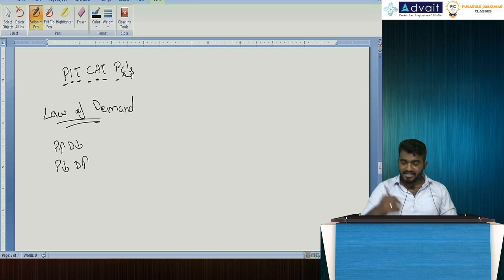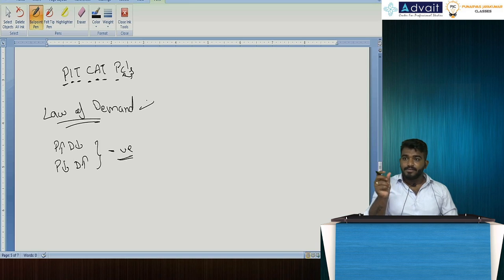Let me repeat it once again. According to ceteris paribus, all things remain constant. When price increases, demand decreases. When price decreases, demand increases. Did you people understand? Simple. That is nothing but the main thumb rule of my demand chapter. That is, negative relationship itself is called the law of demand. Acceptable?